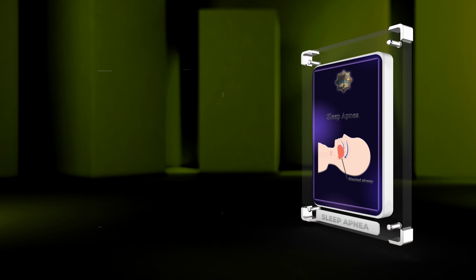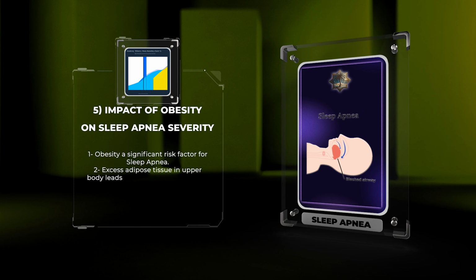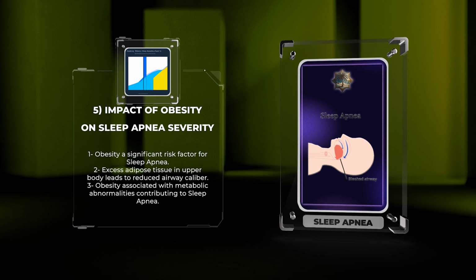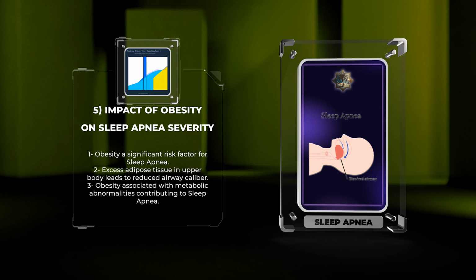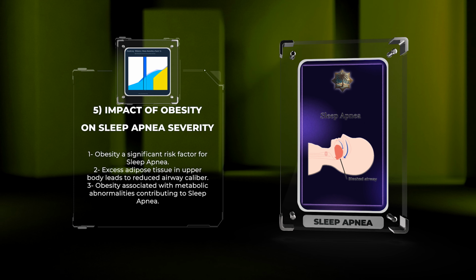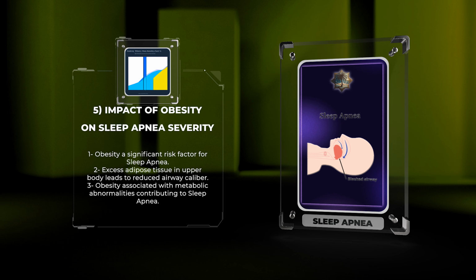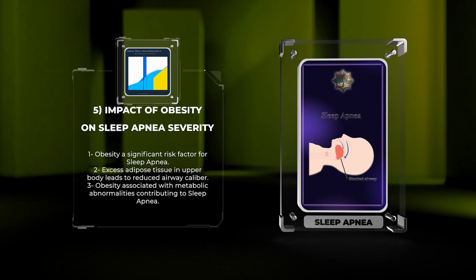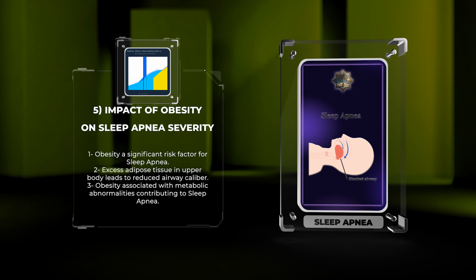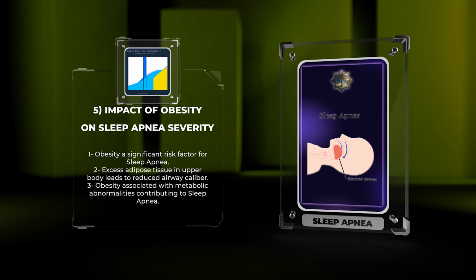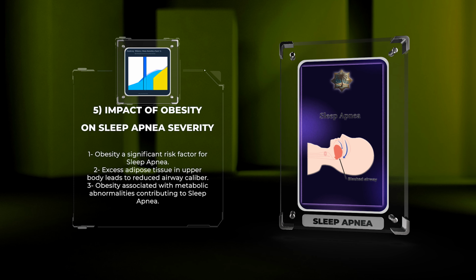Obesity is a significant risk factor for the development and severity of sleep apnea. Excess adipose tissue in the upper body region, particularly around the neck and pharynx, can lead to a reduced upper airway caliber. This, in turn, increases the likelihood of airway collapse during sleep. Additionally, obesity is associated with metabolic abnormalities, such as insulin resistance and systemic inflammation, which further contribute to sleep apnea's pathogenesis. Understanding the intricate relationship between obesity and sleep apnea is crucial for comprehensive management approaches.